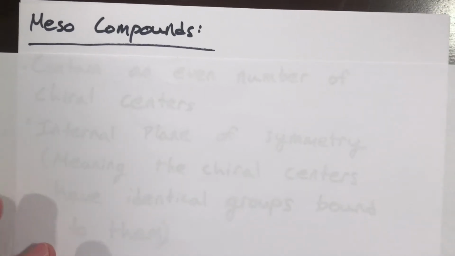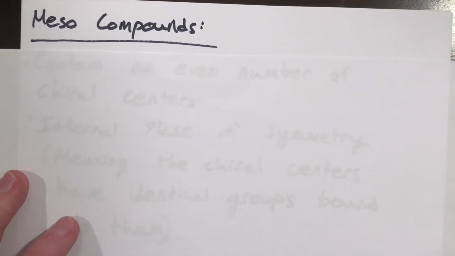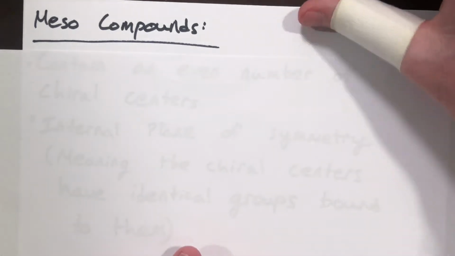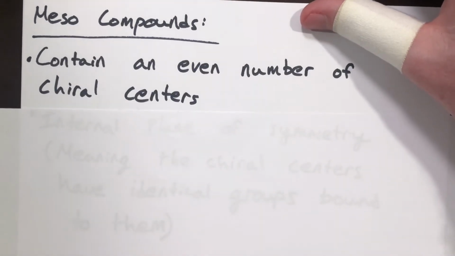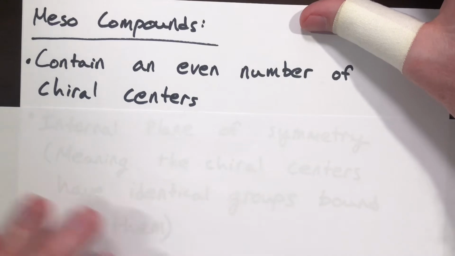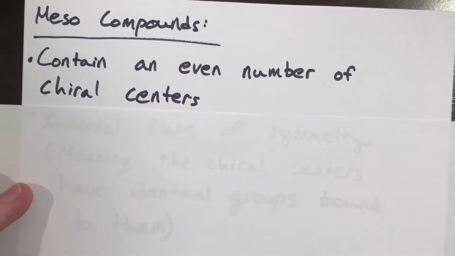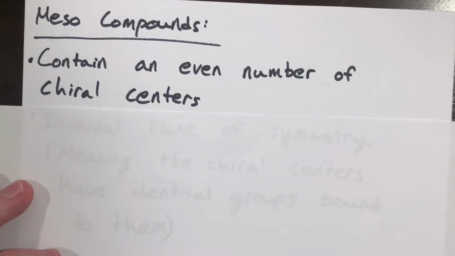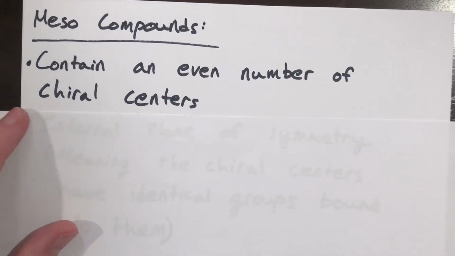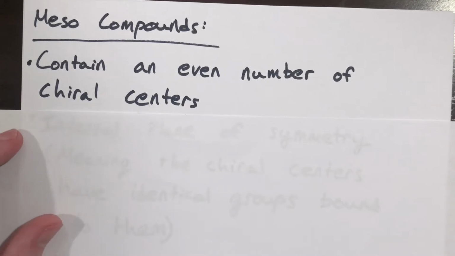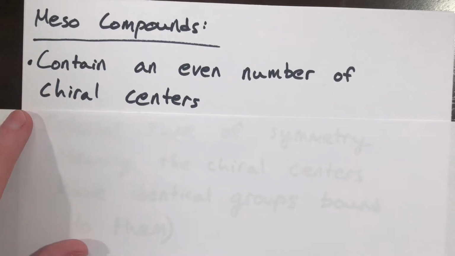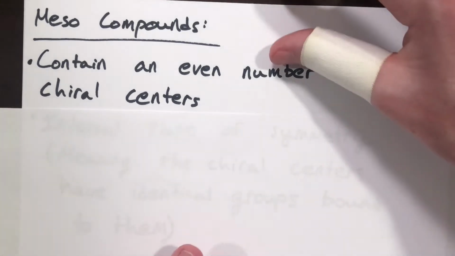Meso compounds have three specific requirements in order for them to be considered meso. The first requirement is that the molecule must contain an even number of chiral centers. So 2, 4, 6, 8, etc. It cannot be odd. As a caveat to this, there are a few molecules that appear to have 3 chiral centers, but on closer examination they do not, so it will always follow this particular rule.